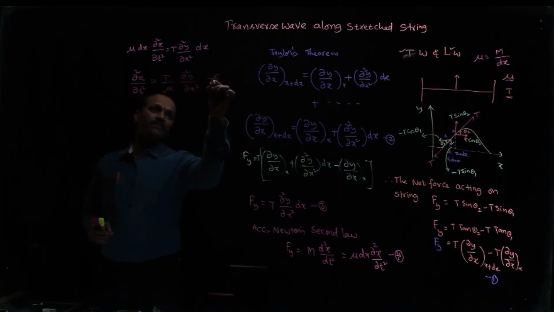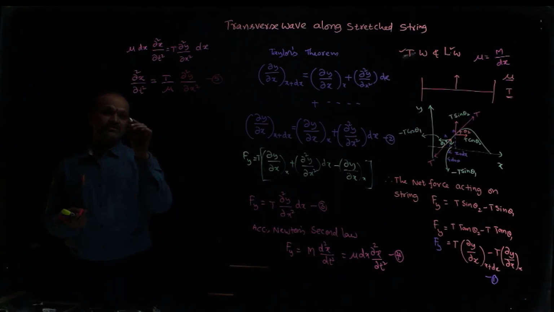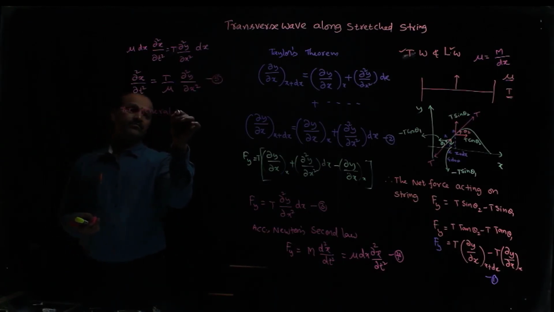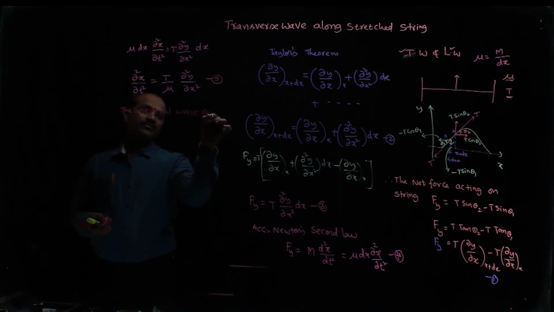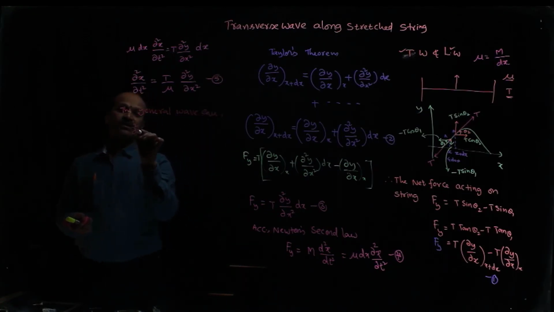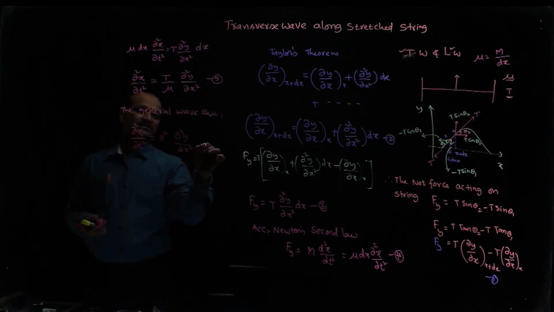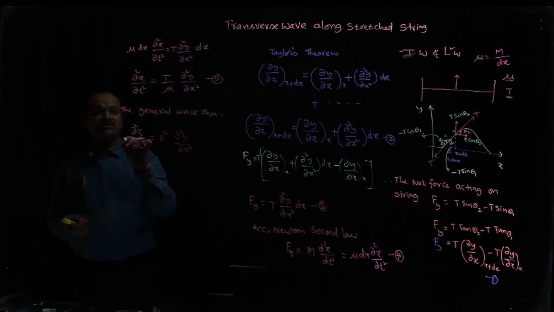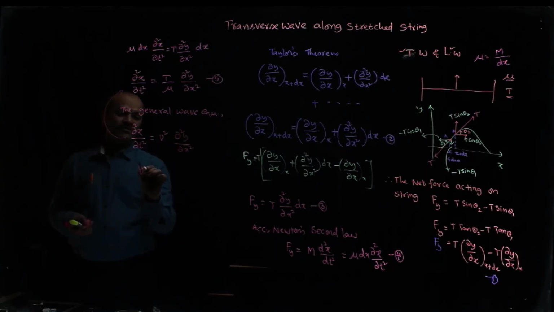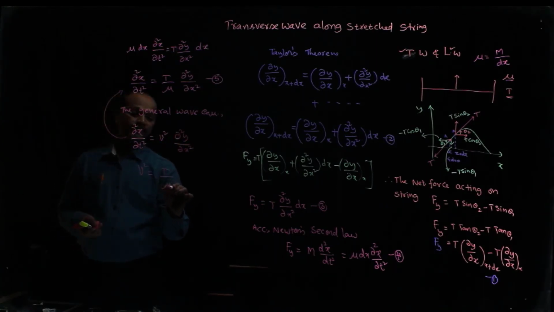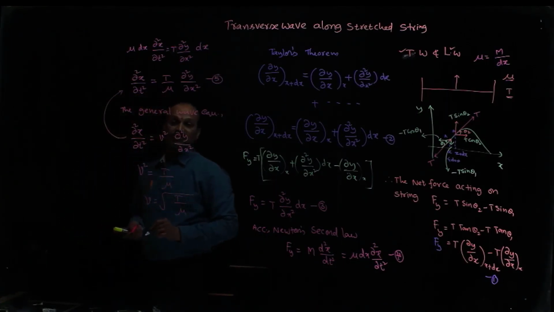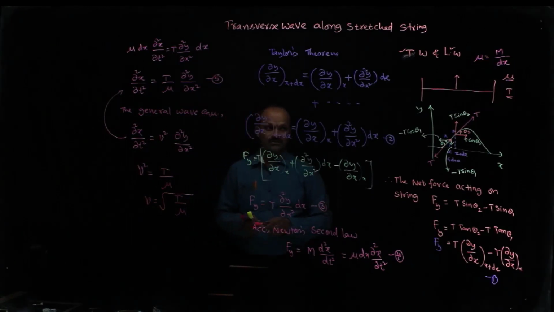Equation 5. But the general wave equation is dou square x by dou t square is equal to v square into dou square y by dou x square. This is the general wave equation. Let us compare this equation with this. Then v square will become T by mu, and v is root of T by mu. This is the velocity of a transverse wave along a stretched string.